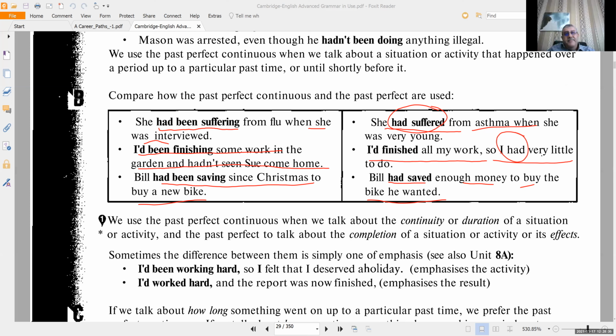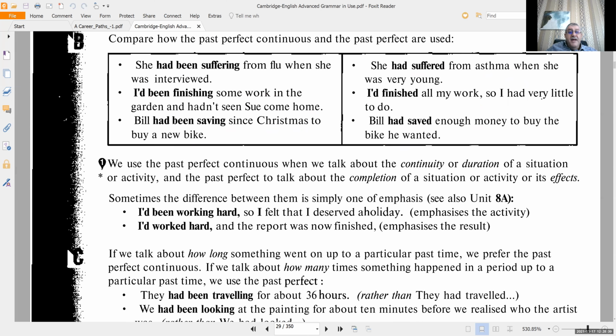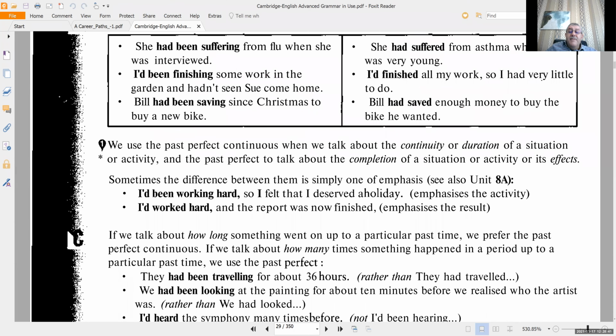الاستخدام الآخر. مرات نستخدم الباست بيرفكت كونتينيوس للتأكيد على الحدث، يعني من أجل أنا أنقل فكرة أنه فعلا وقع الحدث وتم، نستخدم الماضي التام المستمر. I'd been working hard. I'd معناها I had اختصار. I'd been working hard so I felt that I deserved a holiday.